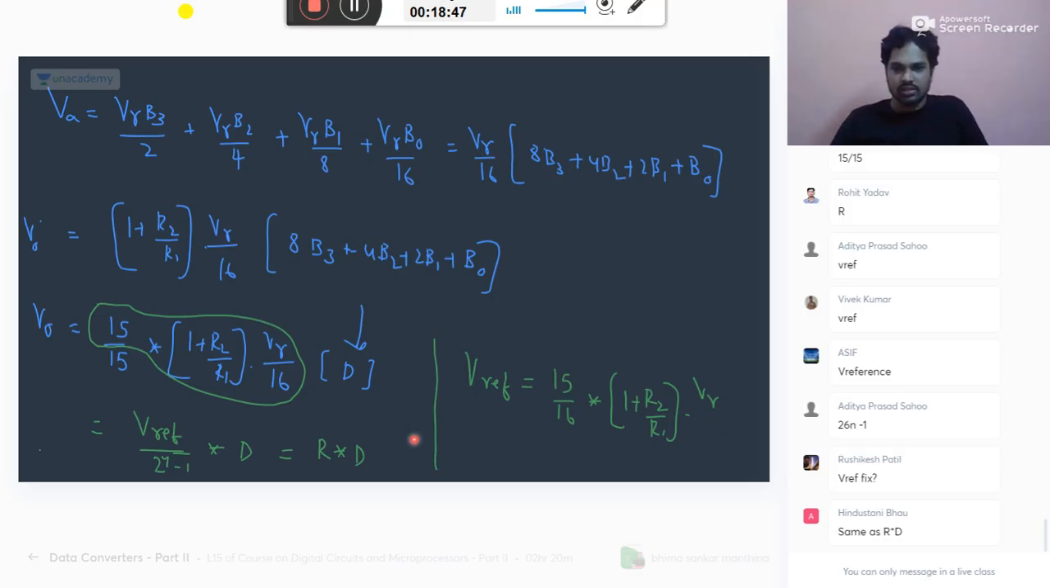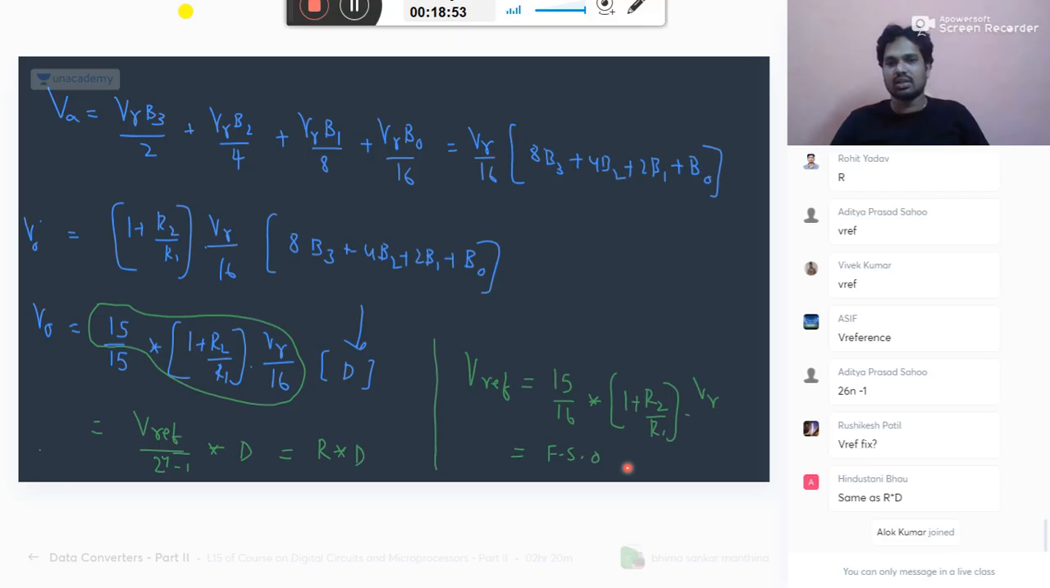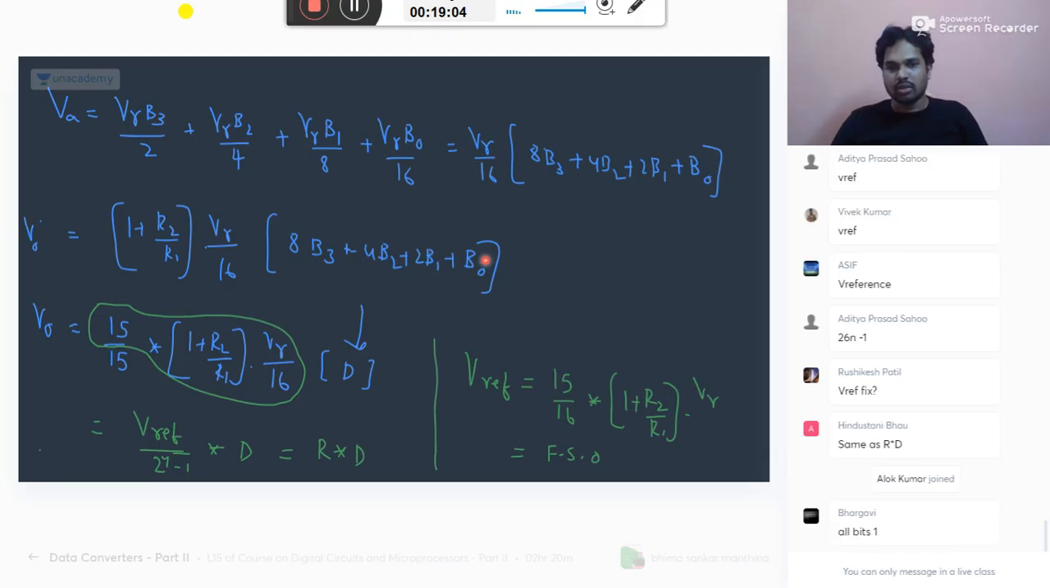Or this can be given as FSO. What is V reference? It is always equal to FSO. Why I took this as V reference? Yesterday also I told, today also I am telling you, just keep all ones here. All ones, if you keep, what you get, it is 15 here. So 15 by 16 into this equation will give you V reference or full scale output.